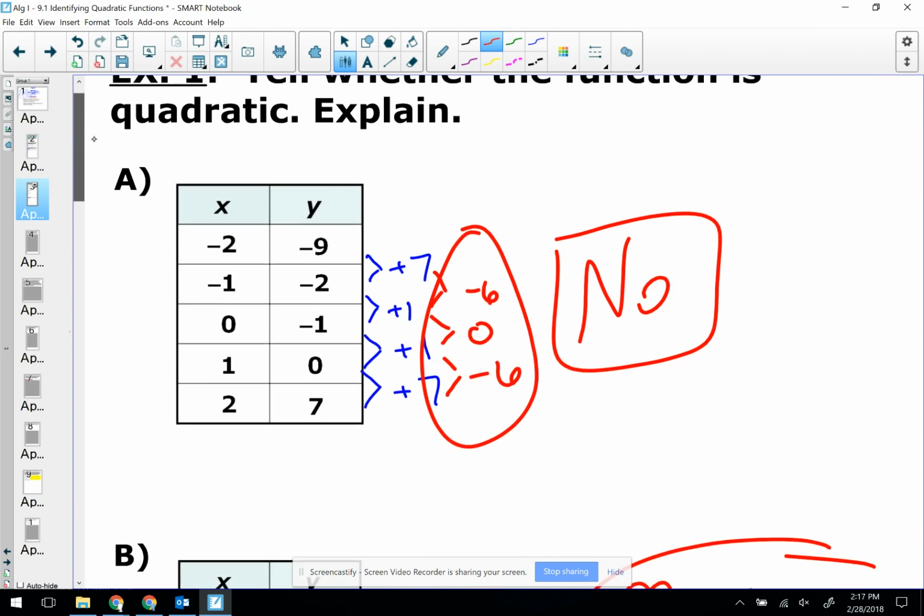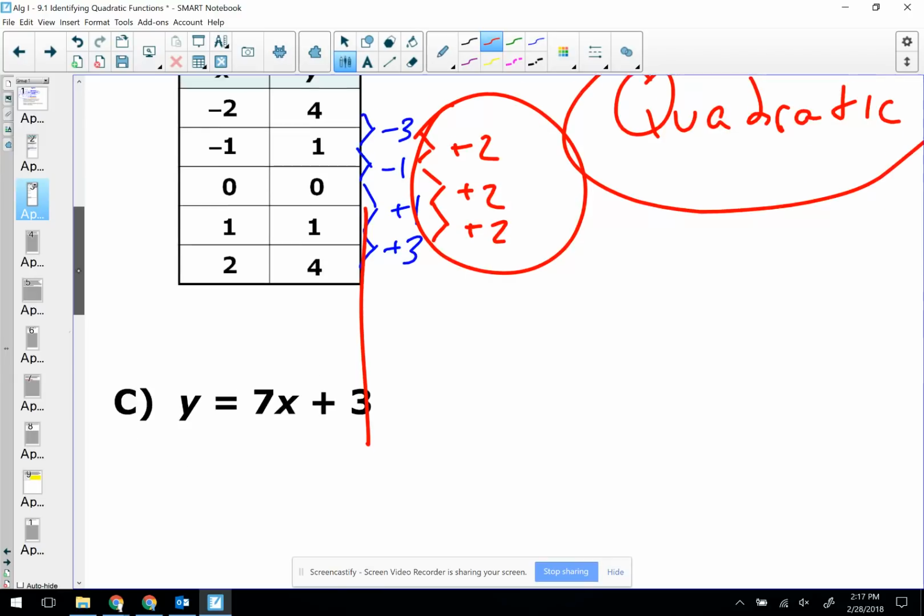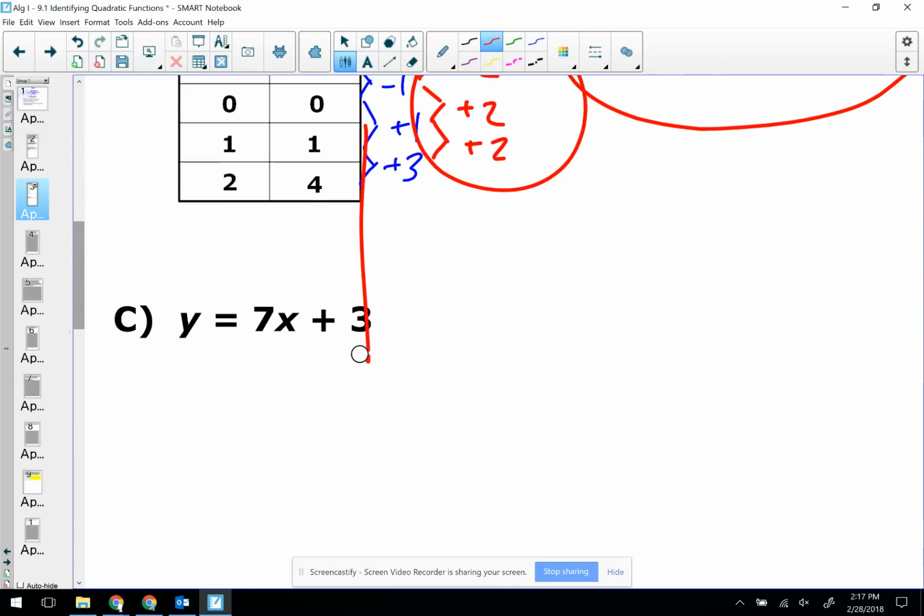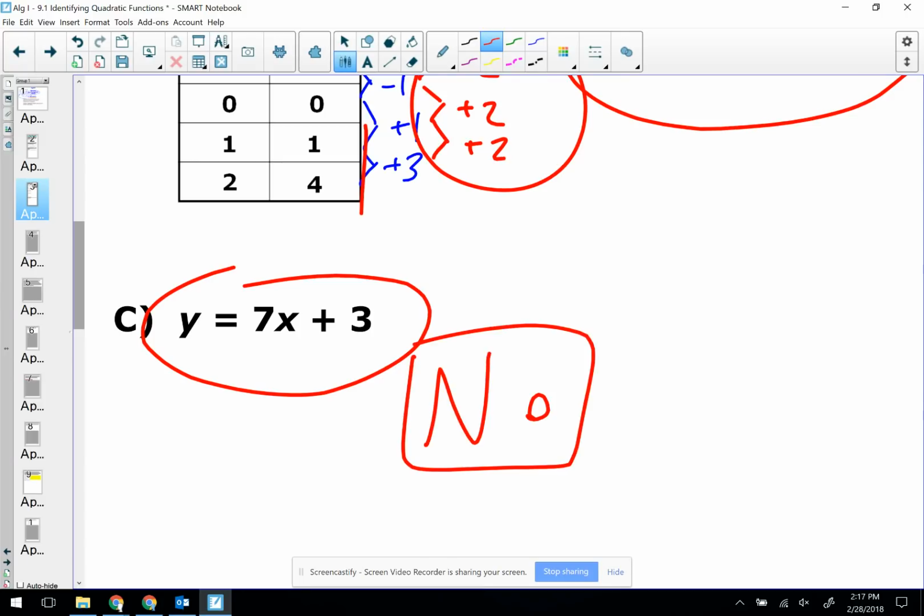So sorry, I was mistaken. It's not looking at the table now. It's looking at an equation. How do we tell whether an equation is quadratic or not? Well, do you see an x squared in there? Look at the degree of that function. Is it a 2? No, it's a 1. So that's not quadratic. It's actually linear.